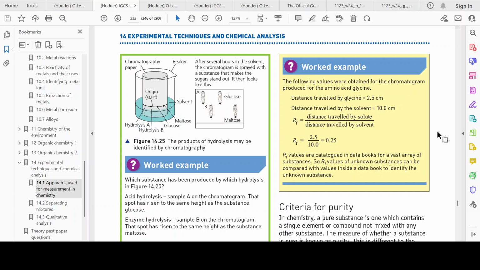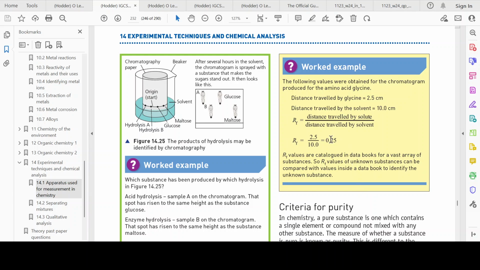It's not like you're using one solvent and getting an RF value and then checking the table for a different solvent, because it's not going to work that way. RF values are cataloged in data books for a vast array of substances. So unknown substances can be compared with values in a data book to identify the unknown substance, given the solvent that you've used.